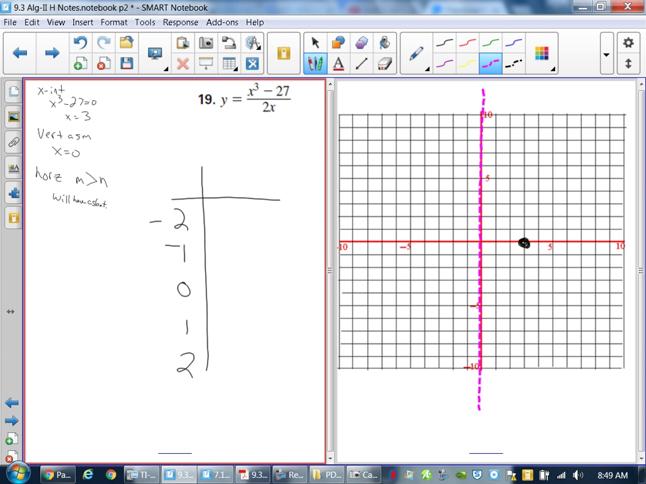If I take -2 and cube it, I get -8. -8 minus 27 is -35. Divide that by -8, you get a positive 4 and change. Bless you.